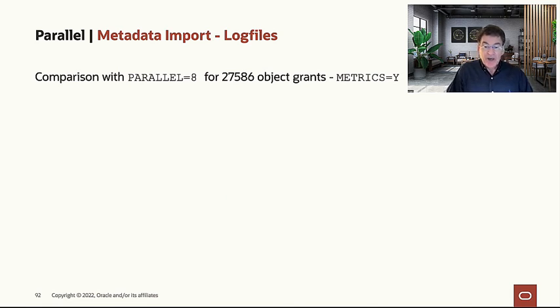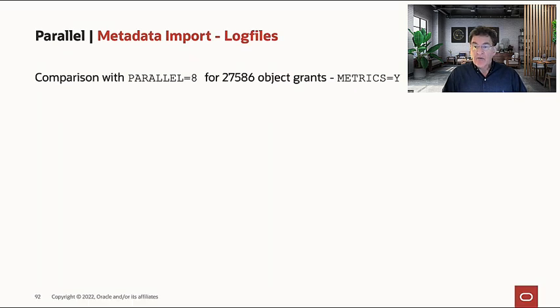Now here's an example of snippets from log files, where we can see the difference using parallel equals 8 versus a pre-12.2 import that was not using as much metadata parallelism.